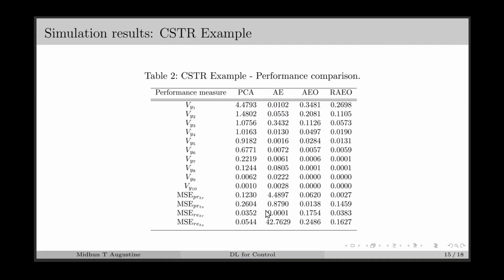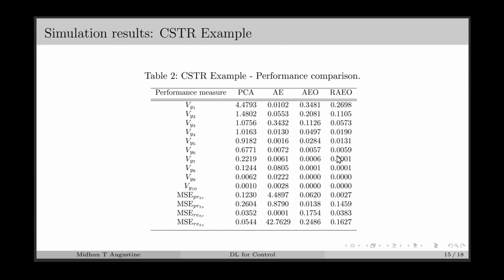Here we can have a performance comparison with the PCA, where we can see that the latent variances are ordered in the case of PCA, but all the 10 latent variances are non-zero, which we can observe from here. Whereas in the case of AEO, the latent variances are ordered, and the last 2 latent variances are exactly 0, and the last 4 latent variances are of negligible magnitude. And similarly for RAEO, the latent variances are ordered, and the last 4 latent variances are of negligible magnitude.